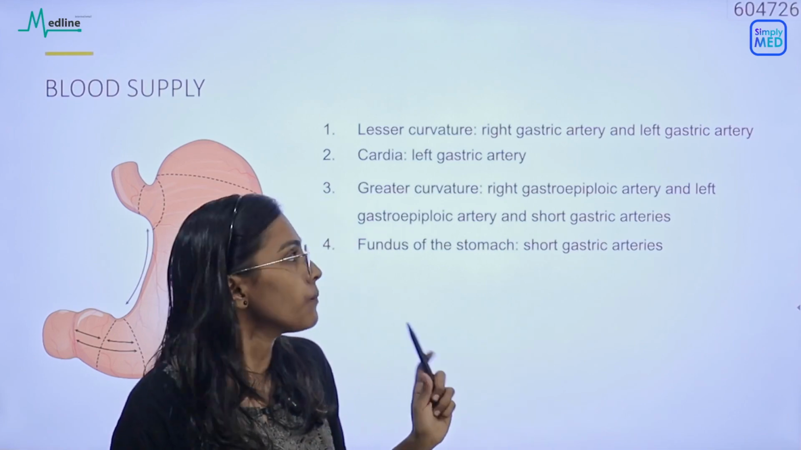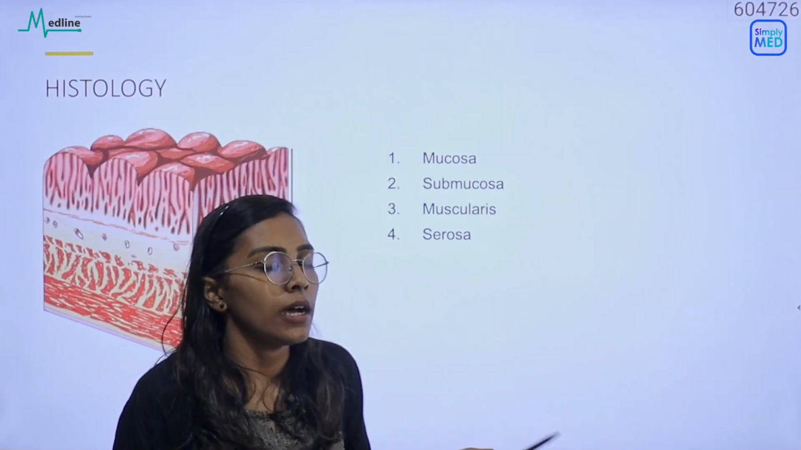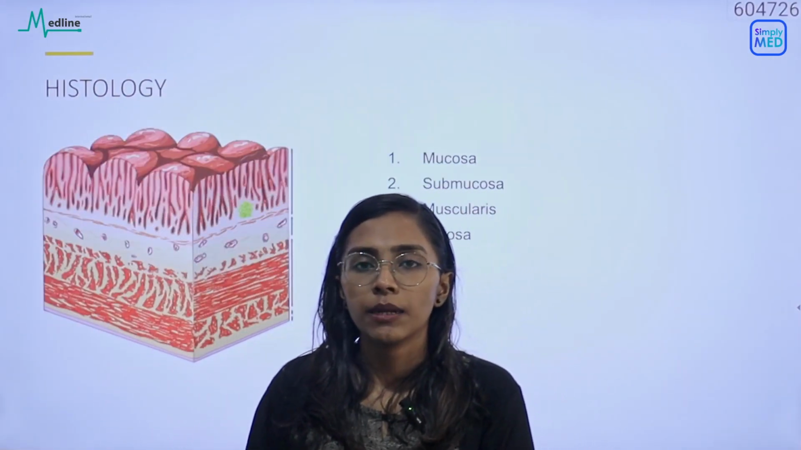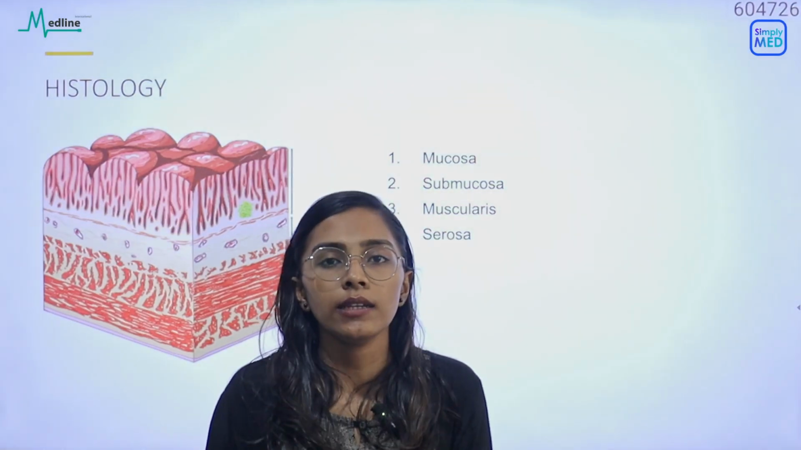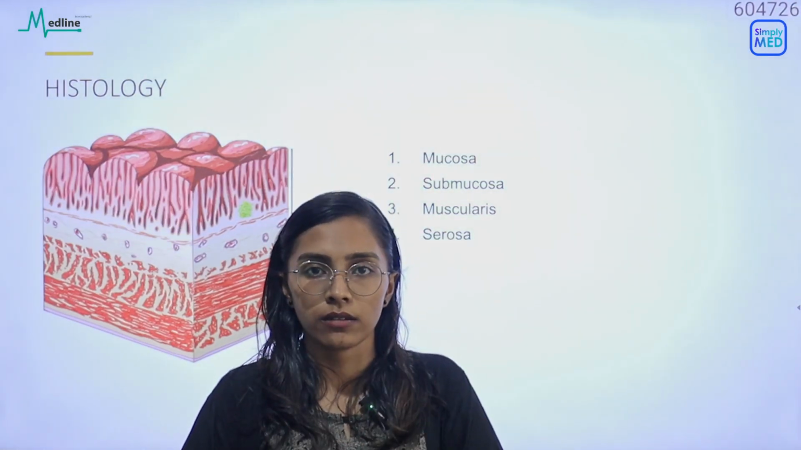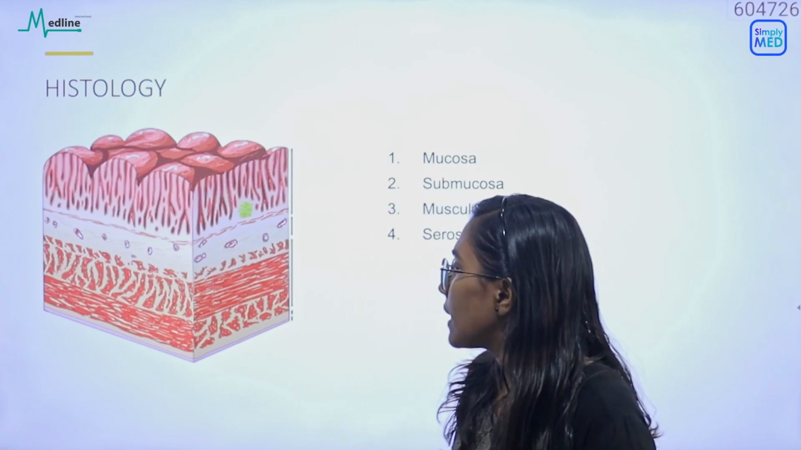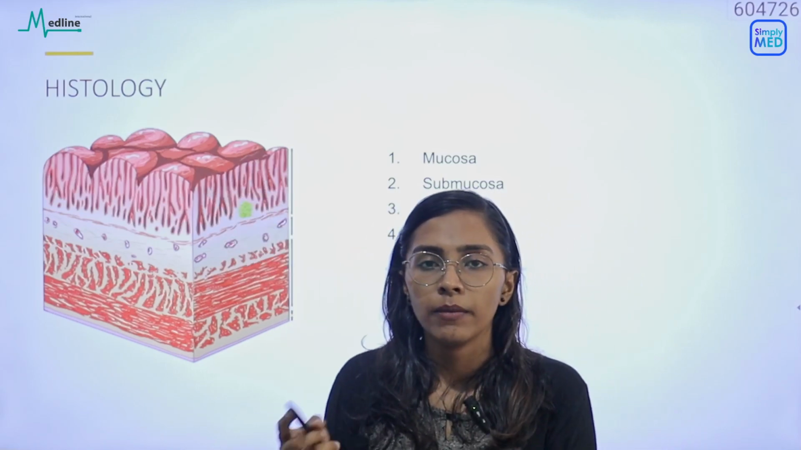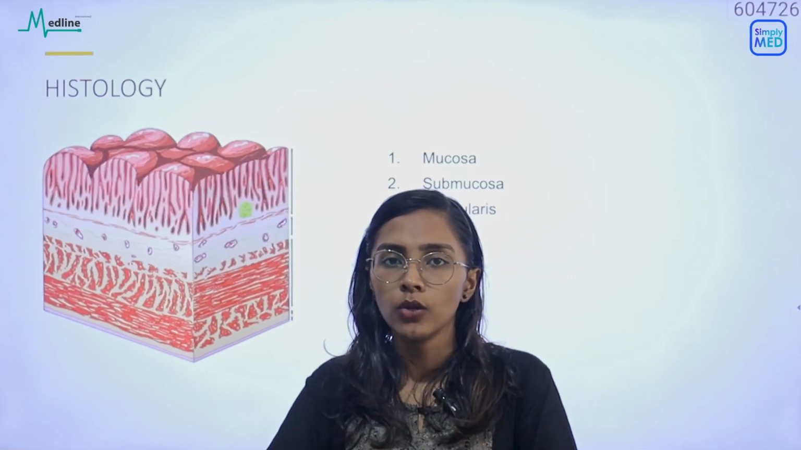So mainly we have the right gastric artery, left gastric artery, short gastric arteries, and right and left gastroepiploic arteries. Now the other important anatomy of the stomach is that the stomach wall is made up of mainly 4 layers. These 4 layers are, from the inner side to the outer side.